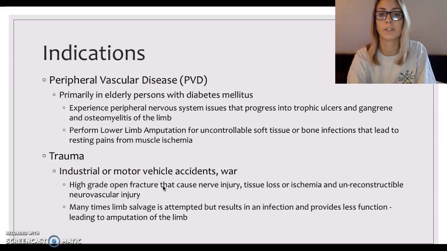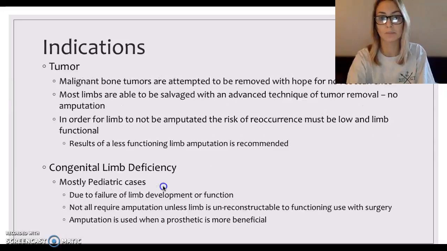Another reason for a lower limb amputation could be trauma. This often occurs in industrial or motor vehicle accidents, but also may occur in war. It comes from a high-grade open fracture that causes nerve injury, tissue loss, or ischemia, and unreconstructible neurovascular injury. Many times, limb salvage is attempted, but will result in an infection or a less functioning limb, which will cause doctors to lead to an amputation anyways.